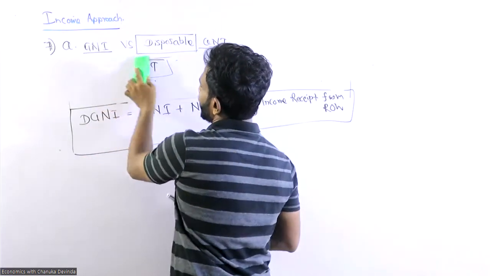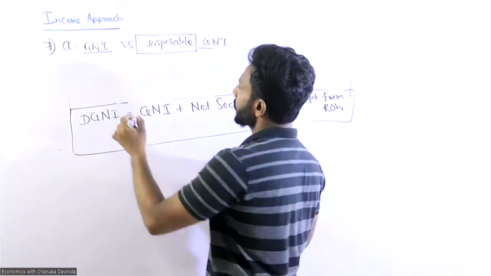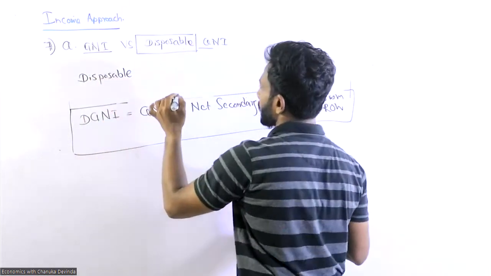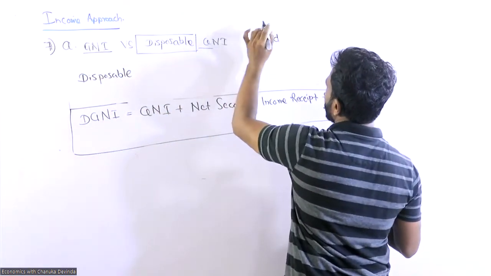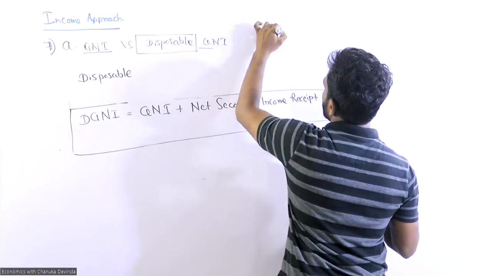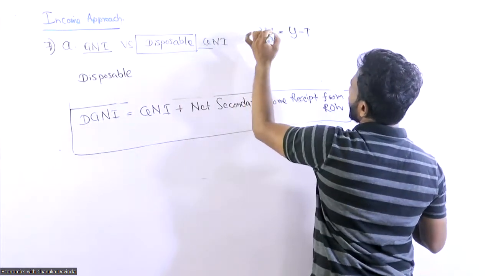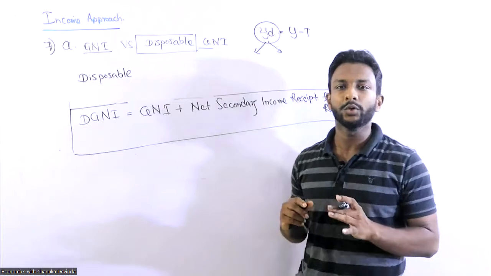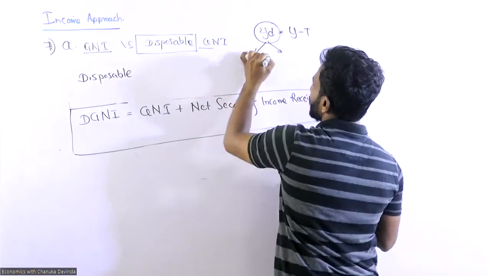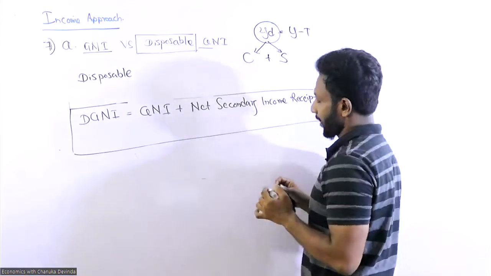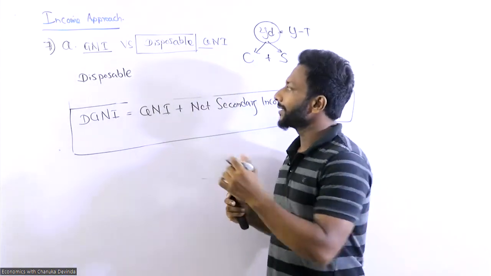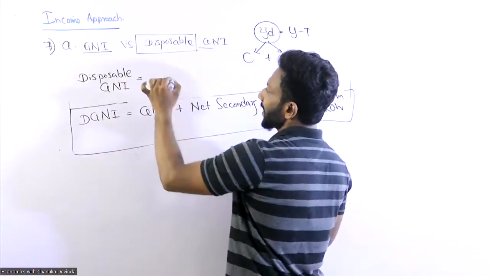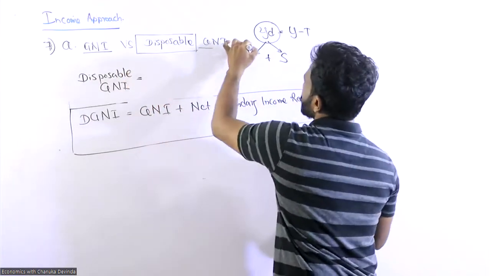But here, in national accounting, it's at a national level, no? So disposable gross national income. Generally, YD, disposable income, is Y minus T. That means this can be spent in two ways. What are the ways? First one, consumption, and second one, savings, right? Under that principle, we can identify this disposable gross national income as equal to consumption plus savings.